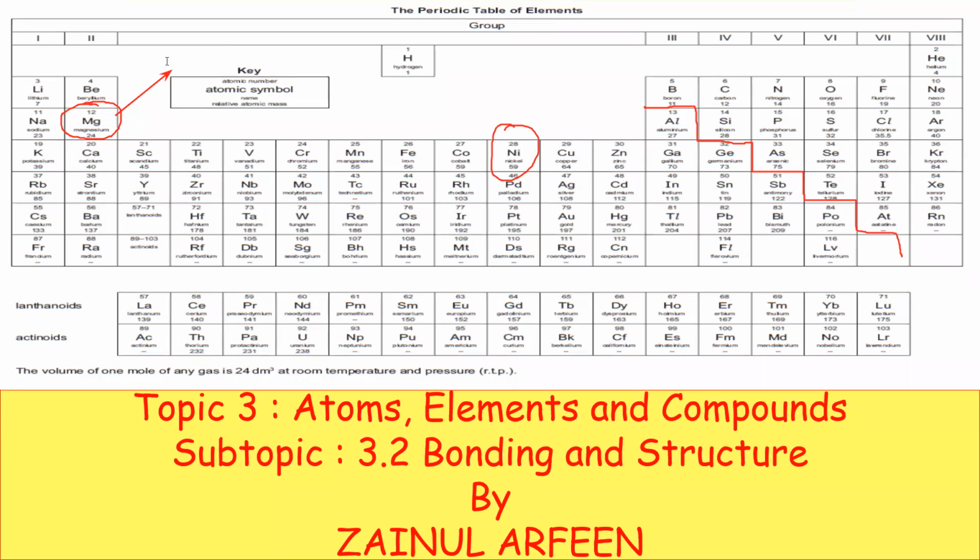So magnesium is a metal. What about nickel? Metal or a non-metal? So it is also a metal. And when we mix two or more metals together, the combination or mixture of the metals, we call that mixture an alloy. So basically, what is an alloy? An alloy is a mixture of two or more metals.